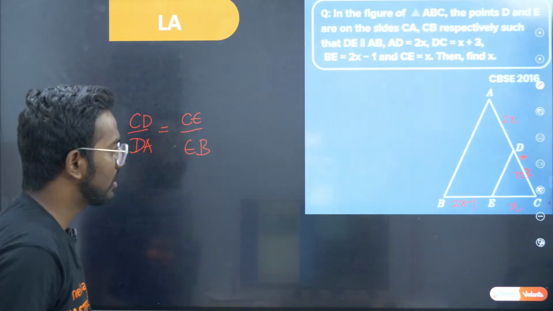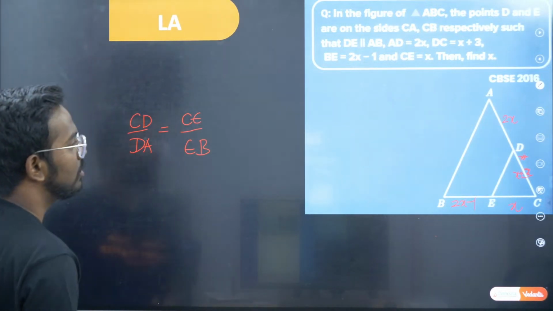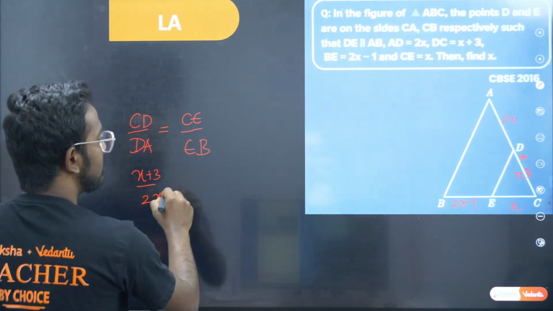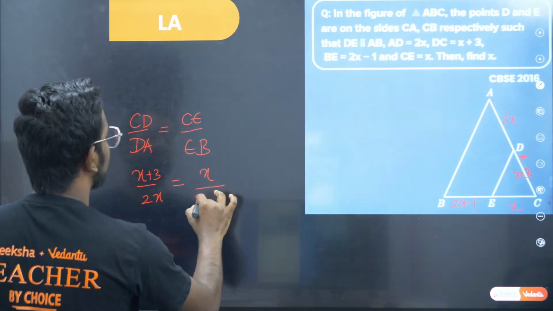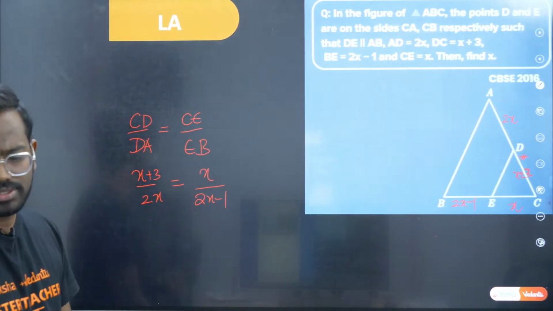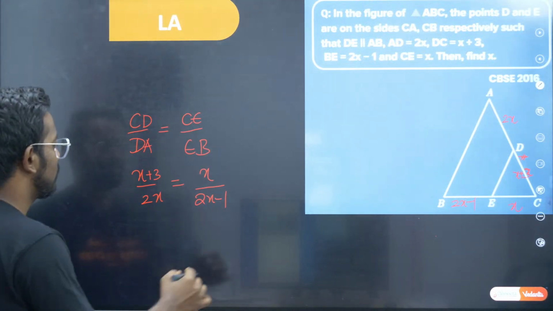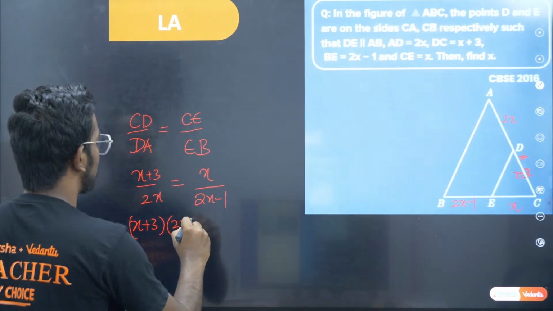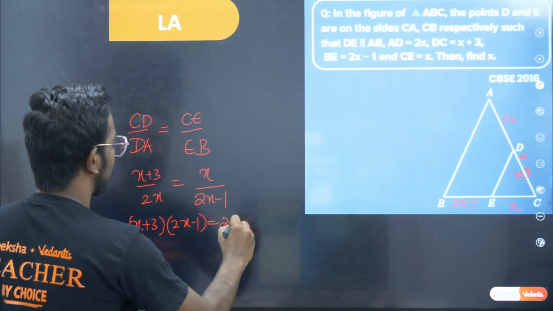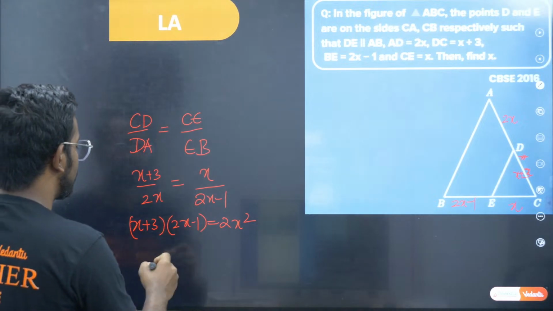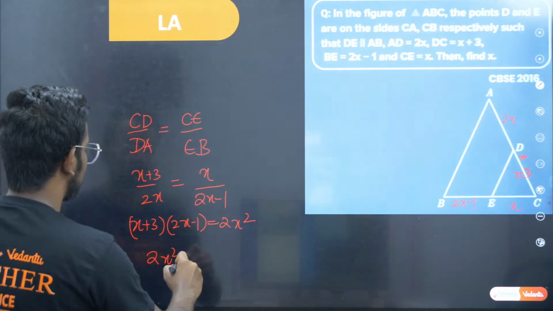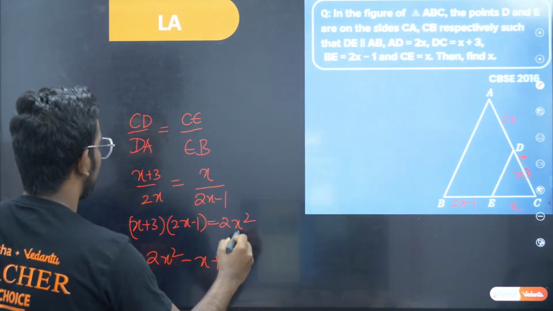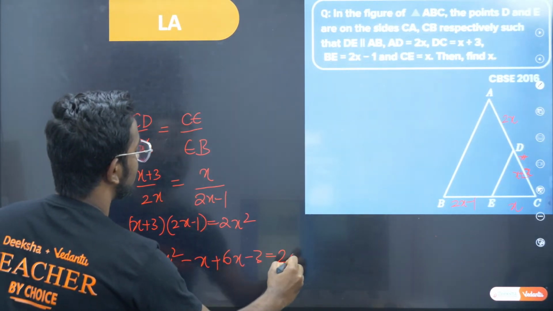So from here you can write CD to be equal to (x + 3) divided by 2x is equal to x divided by (2x - 1). Solve for x, you will get the final answer. Yes. So if you take this, it becomes (x + 3)(2x - 1) is equal to 2x square. So if you take this, it becomes 2x square minus x plus 6x minus 3 is equal to 2x square.